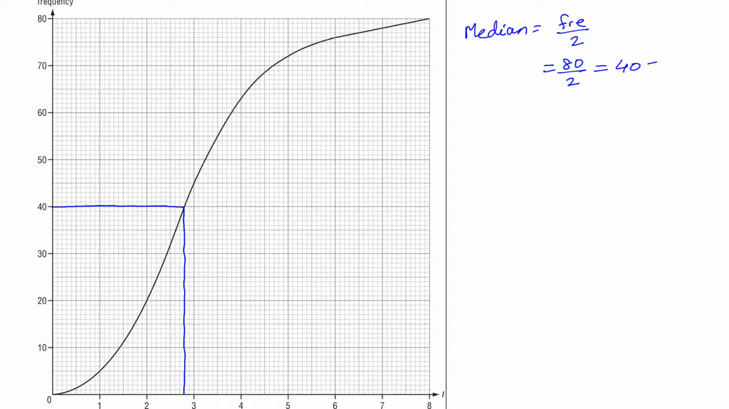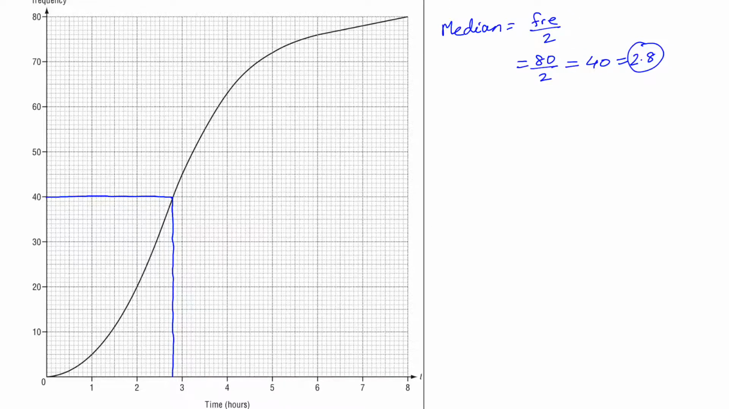To find the median, we have to take the frequency and divide it by 2. That will give us the position of the median. And then we will look at the x-axis and find the value. So frequency is 80. 80 divided by 2, 40. So that's the position. That is here, and the corresponding x value is 2.8. So our median is 2.8.